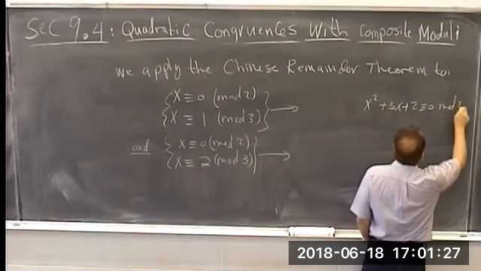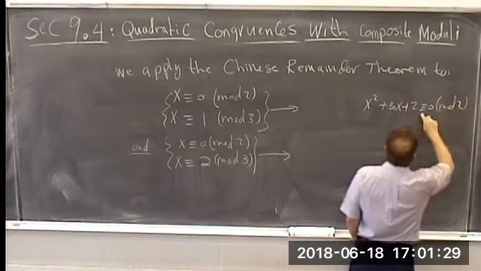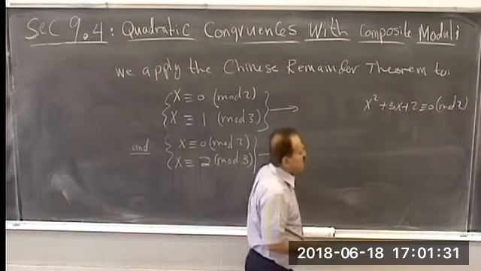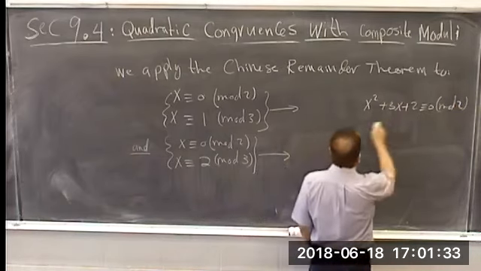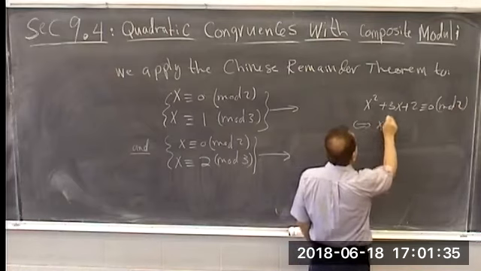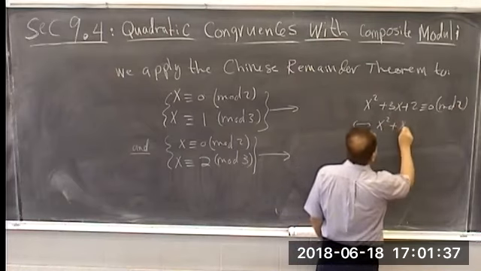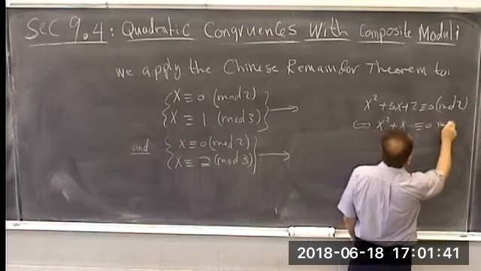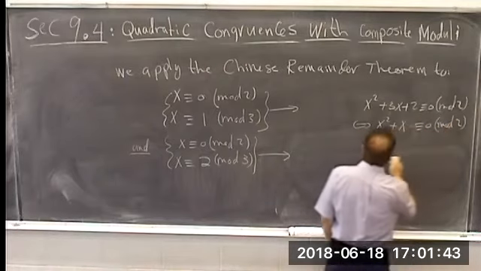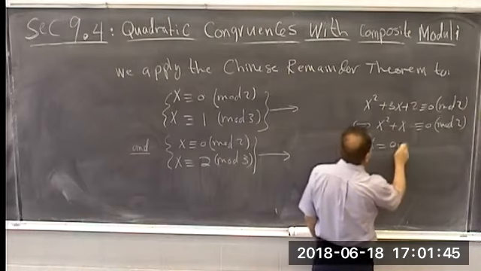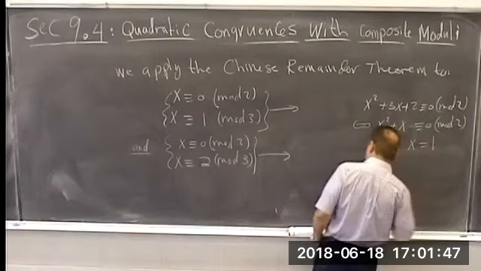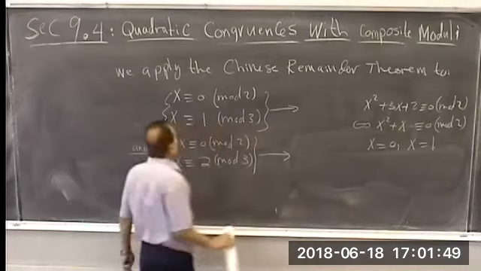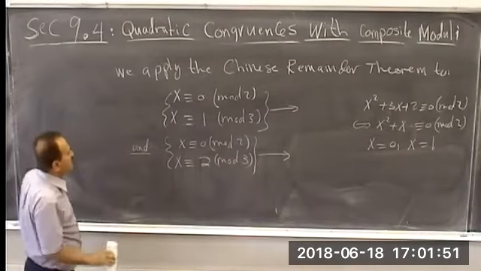0 mod 2. I said this had one solution. In fact, it had these two solutions because this is equivalent to x squared plus x plus 2 is 0 mod 2. And this has x equals 0, x equals 1. So we have 4 systems that we need to consider.